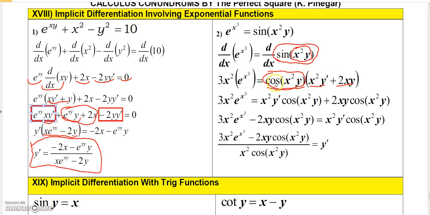So if I just multiply cosine x squared y times x squared y prime, I'll get x squared y prime times cosine x squared y. And then if I multiply the cosine term times the 2xy, I'll get 2xy times the cosine of x squared y. Now, I only have one term that has y prime in it here. That's the only term that has y prime in it.